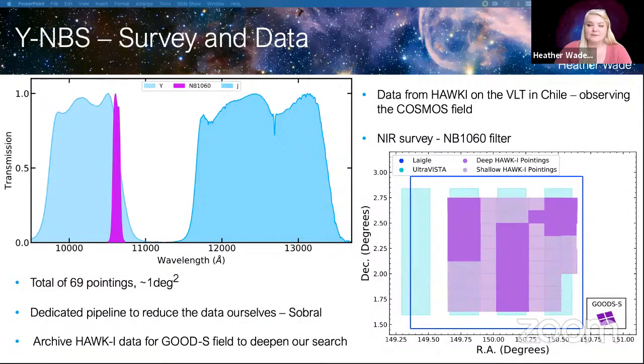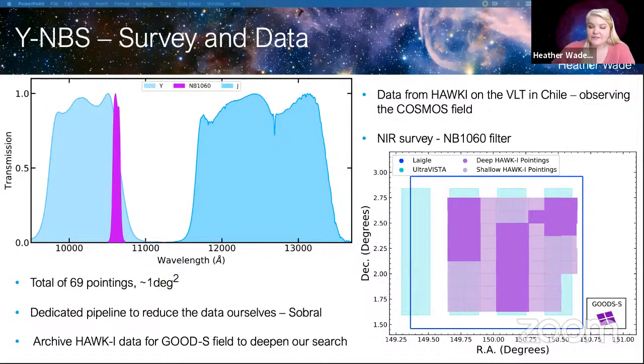The data for this work, the YMBS survey, was collected during a 44-hour observing run of the Cosmos field using Hawkeye on the VLT. The filter used was NB1060, making this a near-infrared narrowband survey. We observe a total of 69 pointings in the Cosmos field, with some deeper and some shallower, covering around 1 degree squared, with the survey designed to overlap with the deepest UltraVISTA stripes.